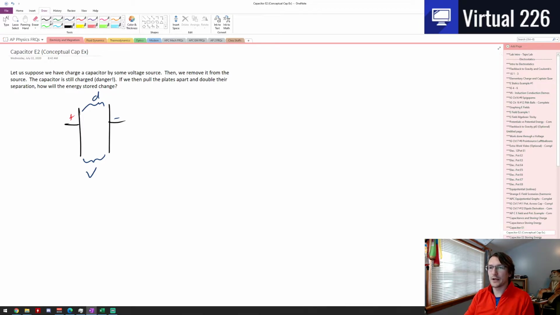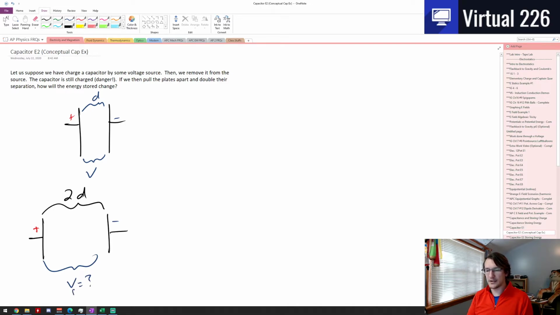So be careful. Now, let's say we've got this capacitor here. After we've unhooked it, it's still charged, and we pull the plates apart so that they are now twice as far apart as before. They were at a distance d before, now they're at a distance 2d. They have the same amount of charge on them because the charges couldn't go anywhere. We're insulated. So same amount of charge, but the distance changed, and we've got a new voltage at the end of this.